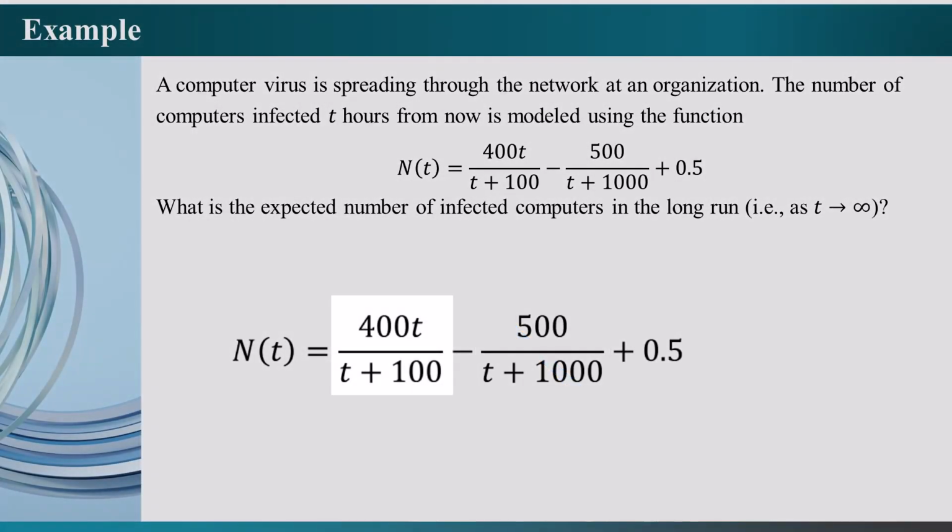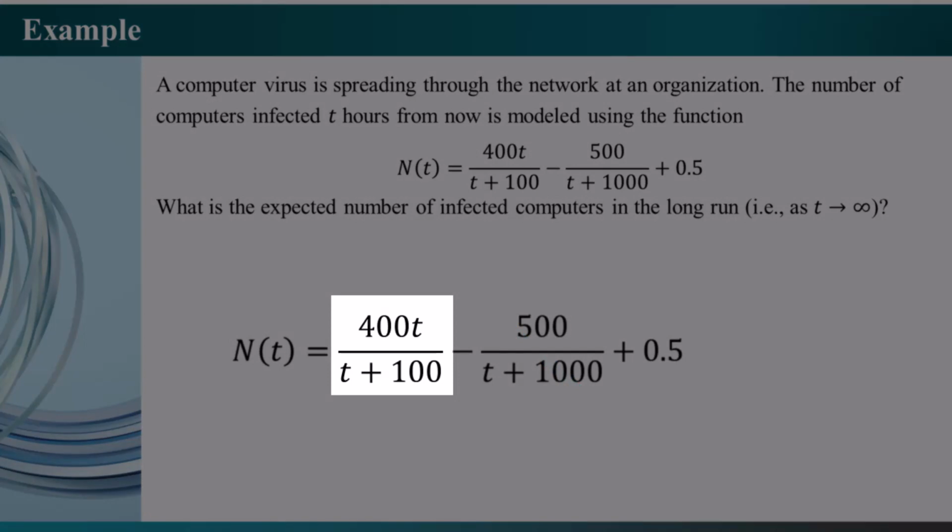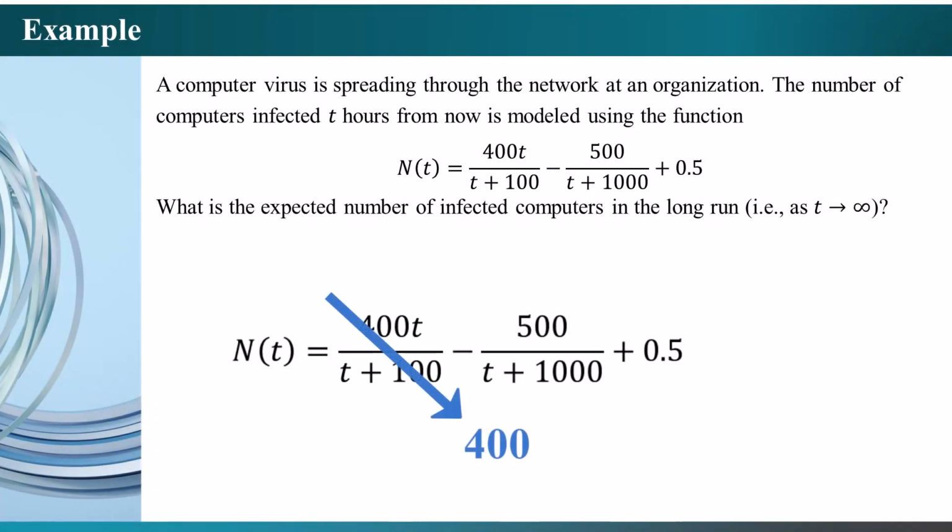Now let's look at the first expression. We have 400t over t plus 100. The highest exponent of t is 1 in both the numerator and the denominator. So the limit of this term would be the ratio of leading coefficients, which would be 400 over 1.